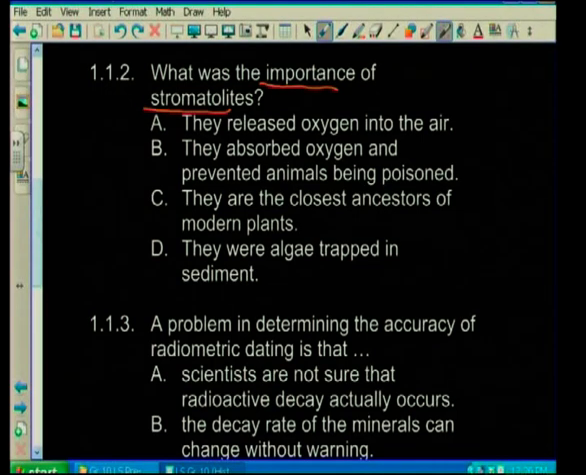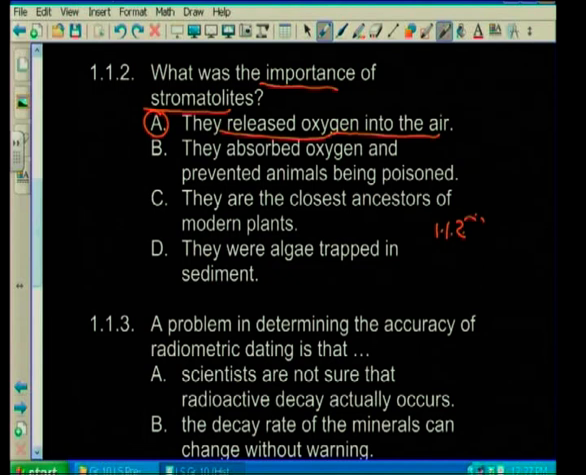The importance of stromatolites. Remember in your mind now, stromatolites are blue-green algae which release oxygen. So immediately, if you say they were trapped in the sediment, that is incorrect because that cannot be an importance. They are the closest to the modern plants, that cannot be an importance. They absorb oxygen; if they absorbed it and caused animals to be poisoned, it cannot be an importance. But because they released oxygen into the air, that is important. Therefore, your answer there will be 1.1.2.